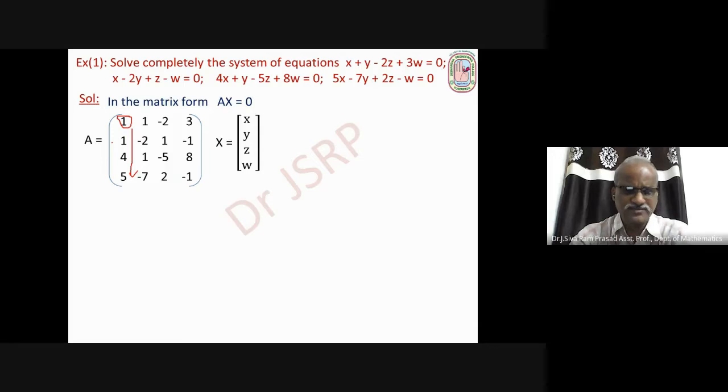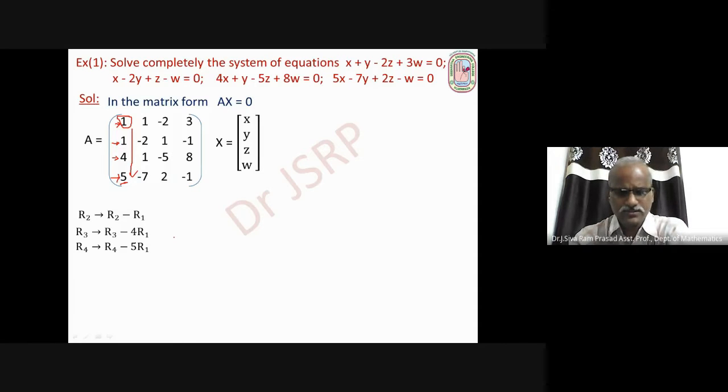Okay. Sort of transformations. So here we have 1. So just subtraction. So R2 goes R2 minus R1. To make 0 in third row, here we have 4. So multiply first row by 4 and subtract from row 3. So R3 goes R3 minus 4R1. To get 0 in fourth row, here we have 5. So multiply first row by 5 and subtract from fourth row. So R4 goes R4 minus 5R1.